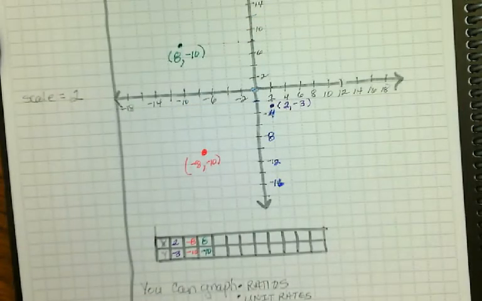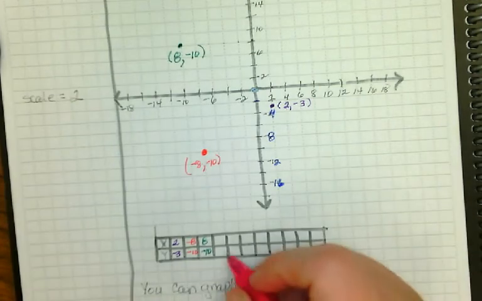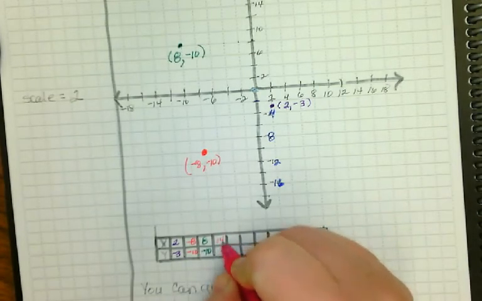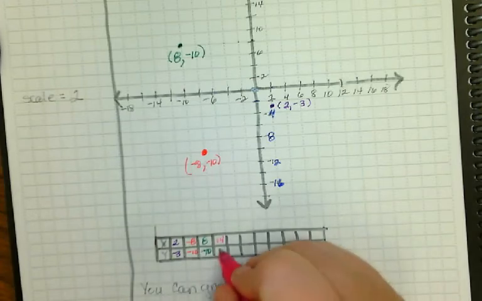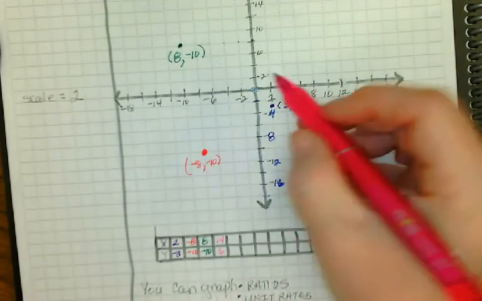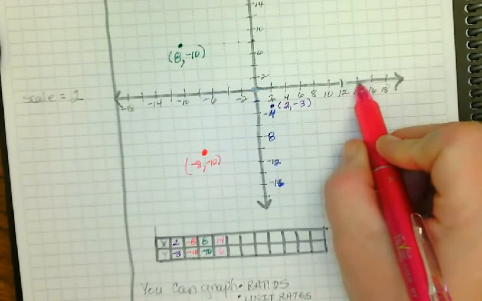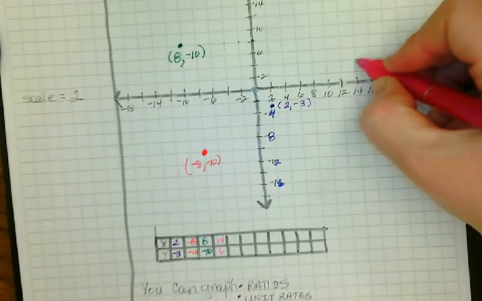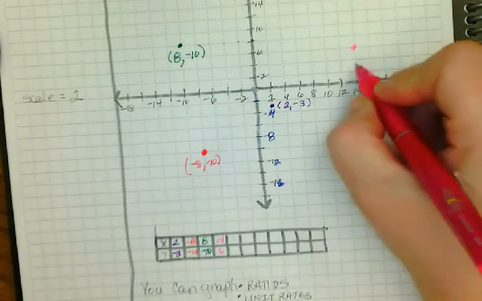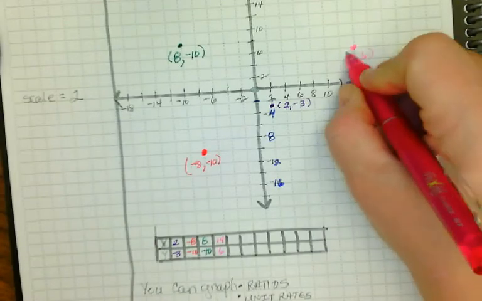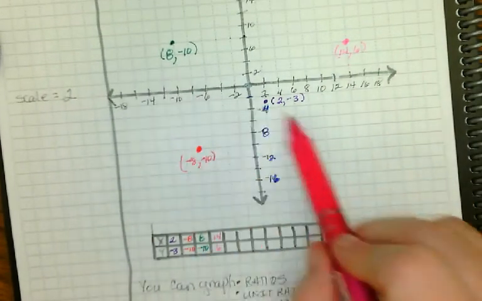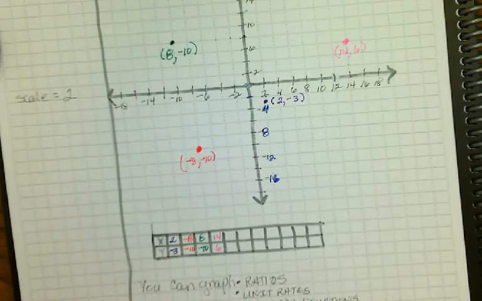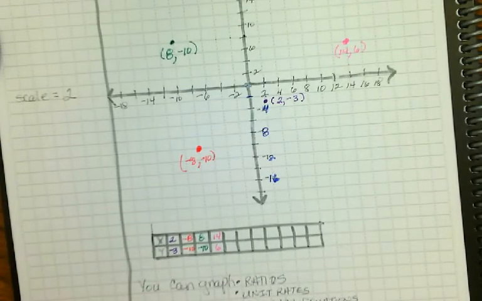All right, now, let's do one more. Let's do 14, 6. Two positive numbers. So we're going to go to 14 on the X first, and then 6, 2, 4, 6, right there, and this is 14, 6. Now notice I have labeled every single one of my points.